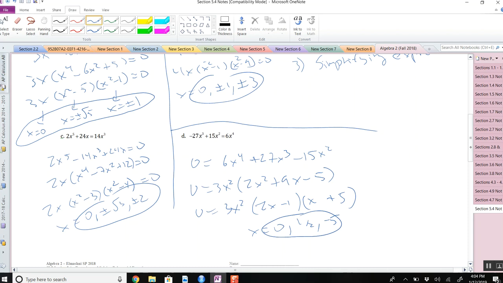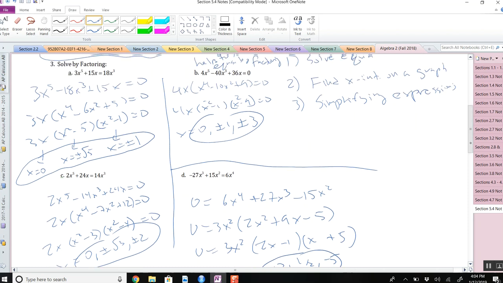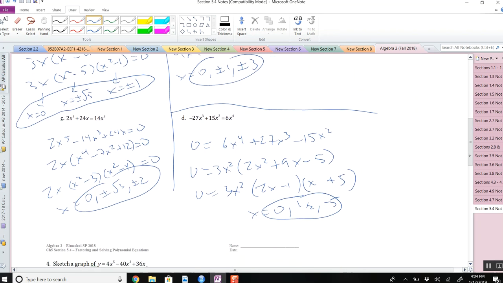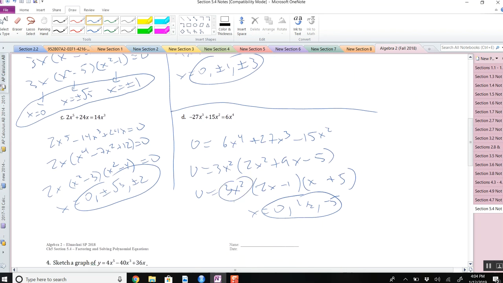Okay, hopefully you got the same answers. Notice for D, we only had 3 answers instead of 4 answers, even though we had degree 4. The x squared obviously got a 0. We're going to say that has a multiplicity of 2, and we're going to talk about that later in this unit, but I just want to at least briefly discuss that right now.